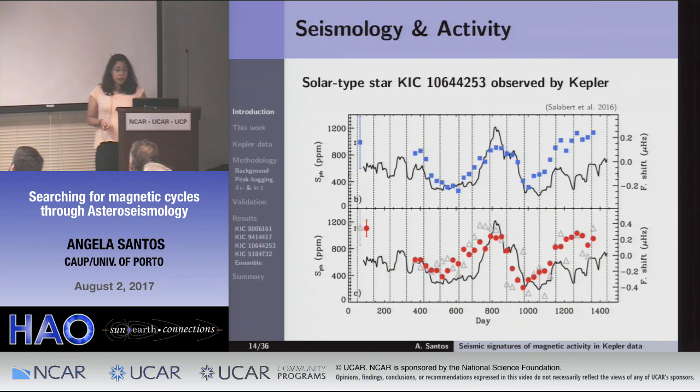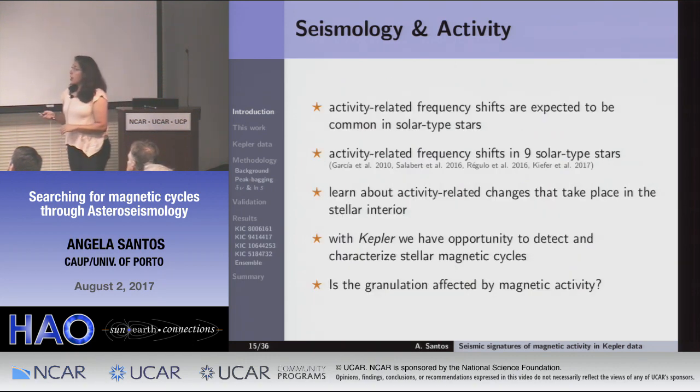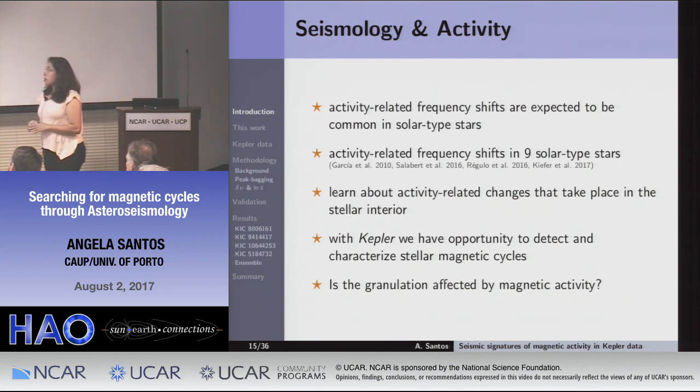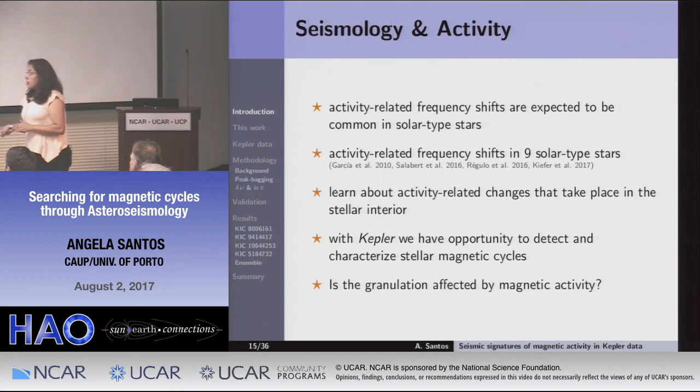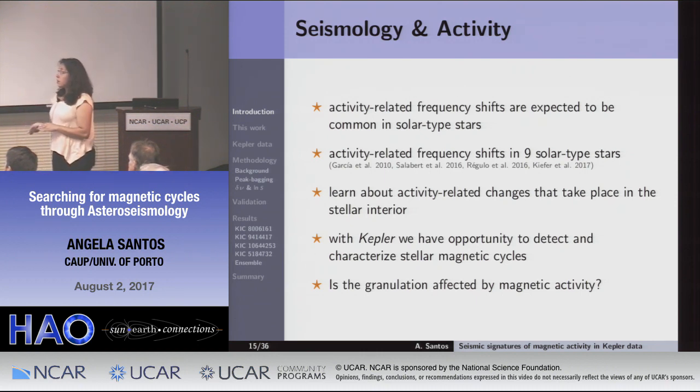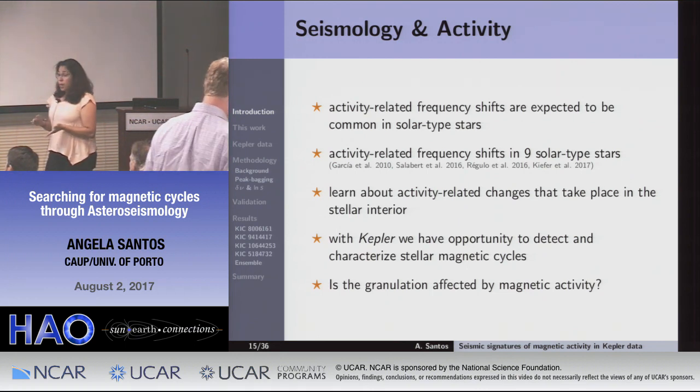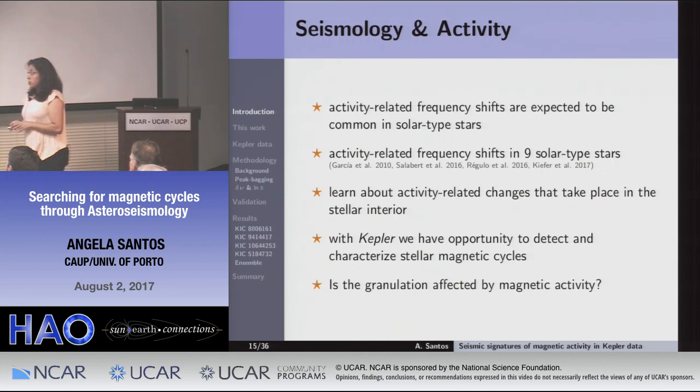This was the second detection, and since then there are two more studies that have searched for frequency shifts, and for now there is evidence for activity-related shifts in at least 9 solar-type stars. So this suggests that we can use asteroseismology to learn about the activity-related changes that take place in the interior of stars, and Kepler provides a unique opportunity to study and characterize those magnetic cycles.